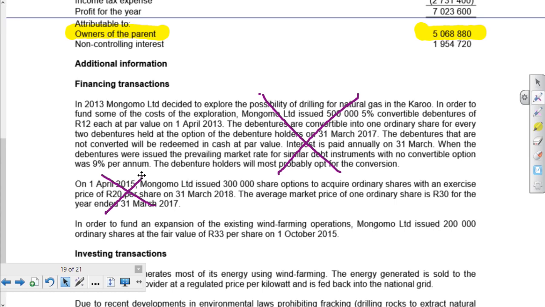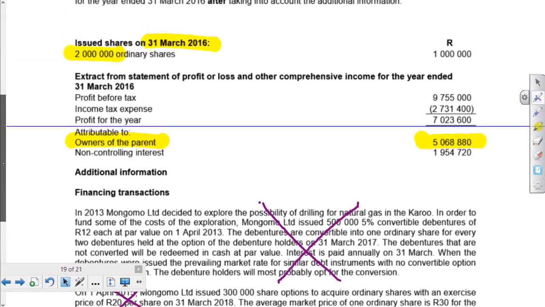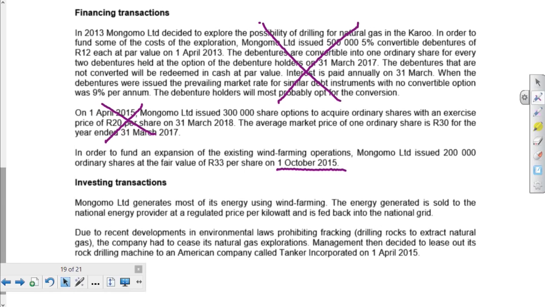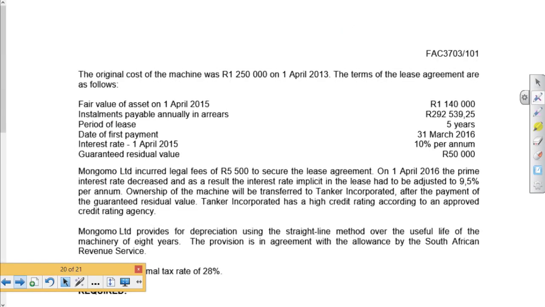Mongomo Limited issued 200,000 ordinary shares at a fair value of 33 Rand a share on 1 October 2015. I just wanted to check if that debenture interest is in the numbers. I'm going to assume it is. It doesn't say it's not. Then here's the information about this new asset they've bought for the drilling.